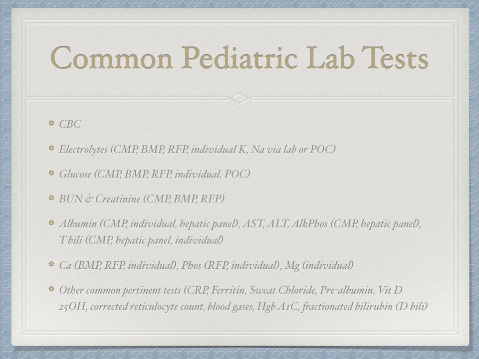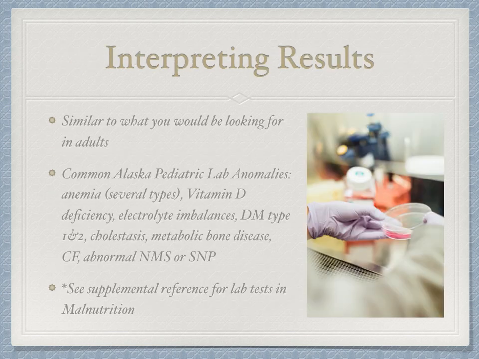Look at blood gases, hemoglobin A1C, and fractionated bilirubin. We fractionate bilirubin when we're concerned for cholestasis. When it comes to interpreting the results, it's similar to what you would be looking for in adults.